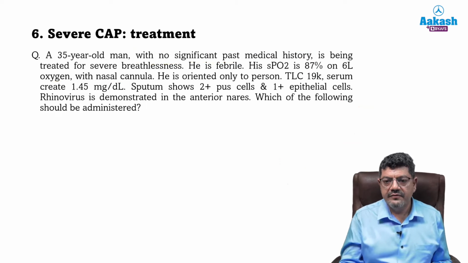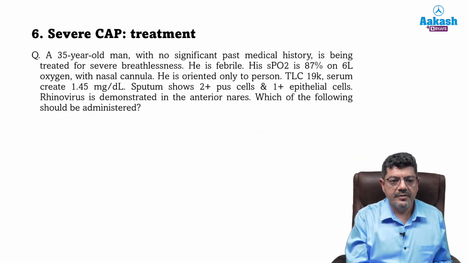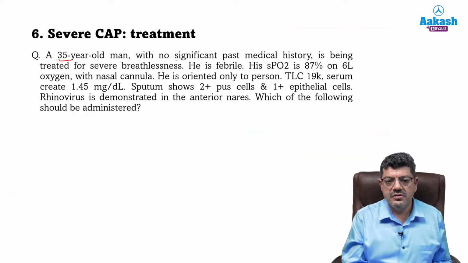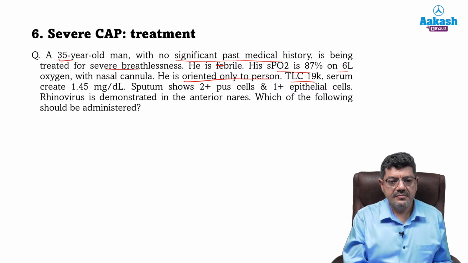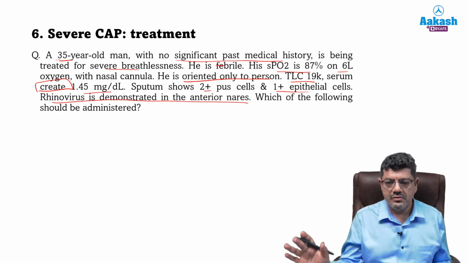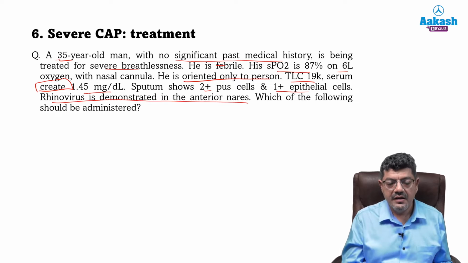Let me take that away for you for now. So going back to the question again: 35-year-old man, no significant past medical history, severe breathlessness, fever, a low saturation despite oxygen, oriented only to person, is confused, right? And TLC is high, serum creatinine is also mildly high. Sputum shows 2+ pus cells and 1+ epithelial cells. Rhinovirus is demonstrated in the anterior nares, which has no consequence whatsoever. Which of the following should be administered?